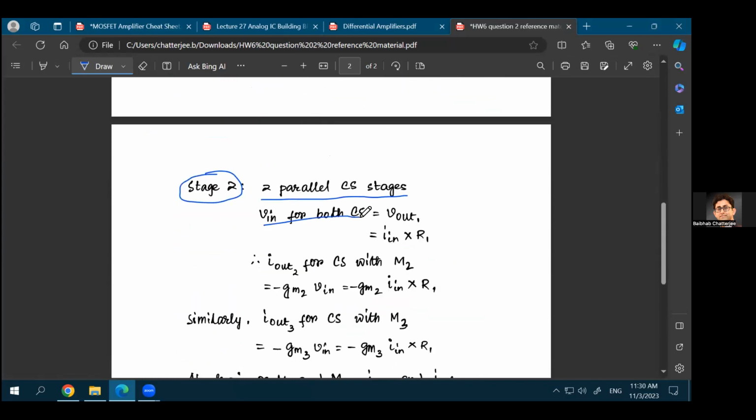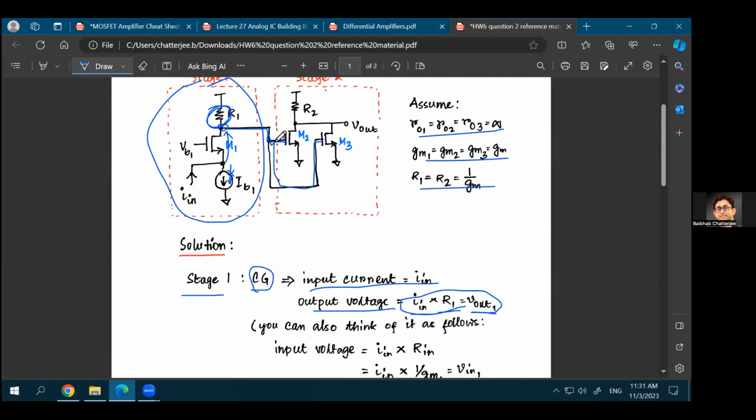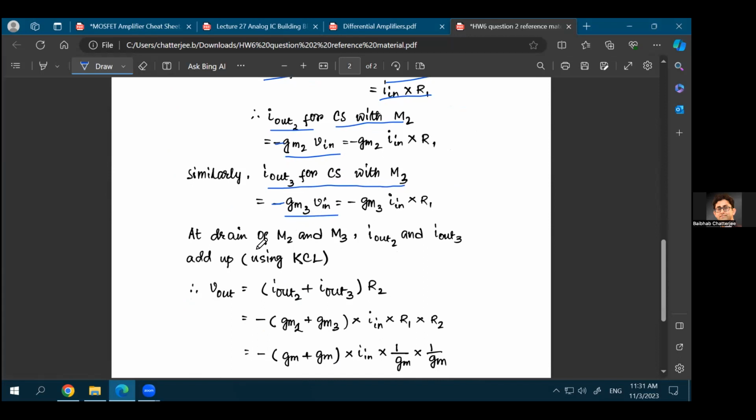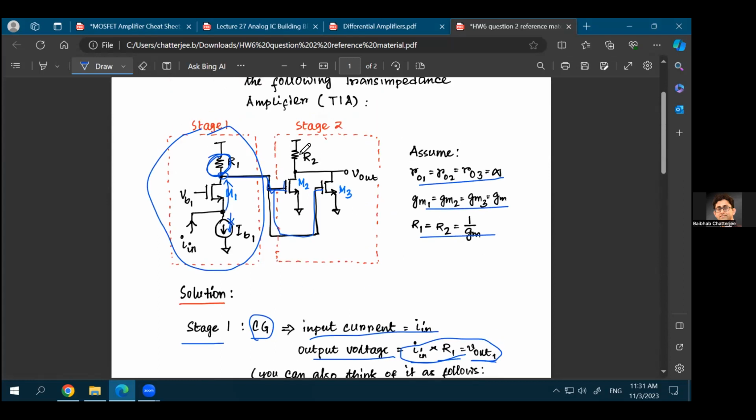So the V for both the common source stages is IN times R1, that is equal to Vout1. Iout2 for the common source with M2 will be GM2 times Vout1, and Iout3 for the common source with M3 will be GM3 times Vout1. Both of them will have a negative sign because the voltage is common for both of them, and your current will be in the same direction for both of them. So you just add those two currents up. At the drains of M2 and M3, Iout2 and Iout3 will be added up using KCL, and the final output voltage will be the sum of those two currents multiplied with the resistance that you see at the drains of these two transistors.